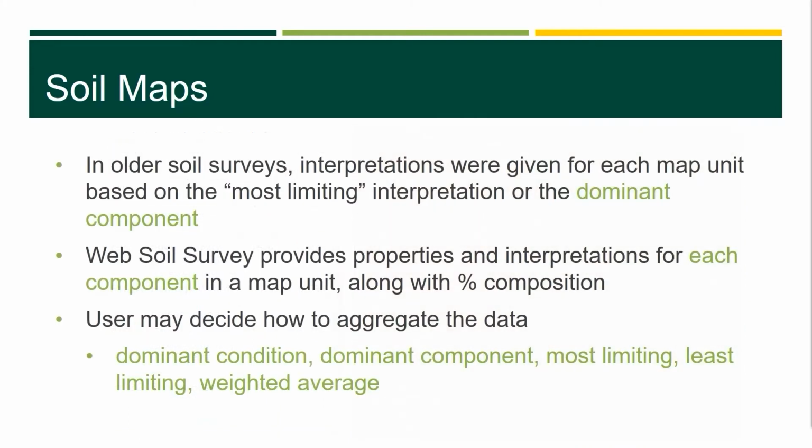Within our soil surveys, we also have interpretations, which act as guidances on how these soils could be expected to perform in different land uses or classifications based on those properties. These interpretations teach us how to best manage our soils. In older soil surveys, interpretations were given for each map unit based on the most limiting interpretation, or what we call the dominant component. Web Soil Survey expands upon that and provides properties and interpretations for each component in the map unit, along with the percent composition. The user can decide how to aggregate the data: dominant condition, dominant component, most limiting, least limiting, or weighted average.